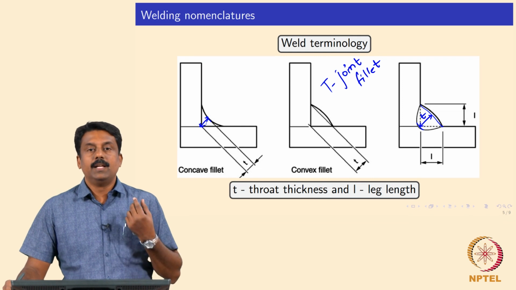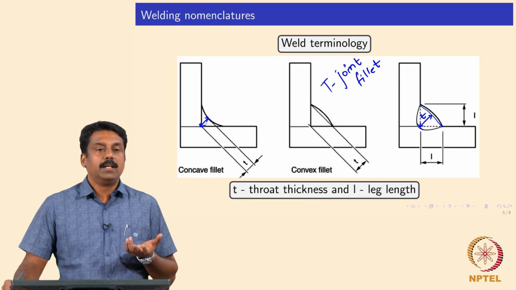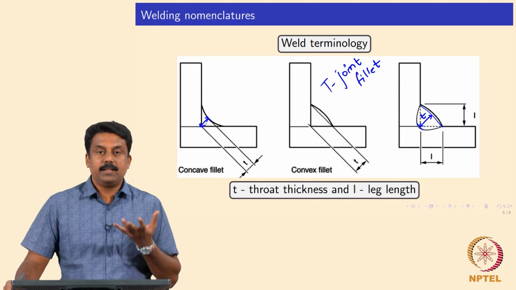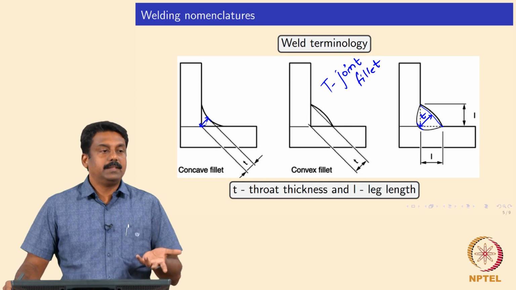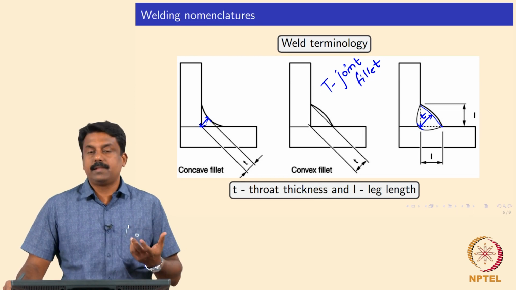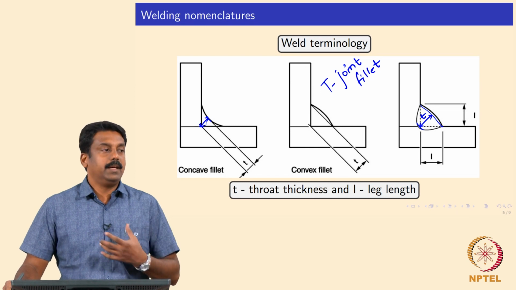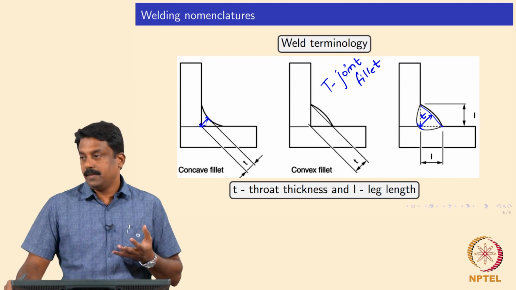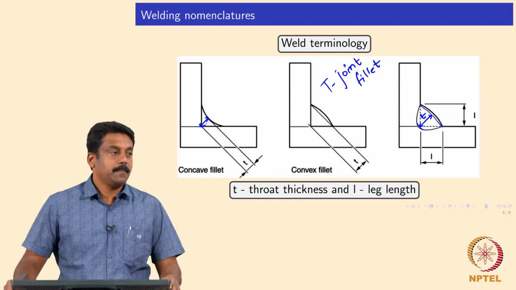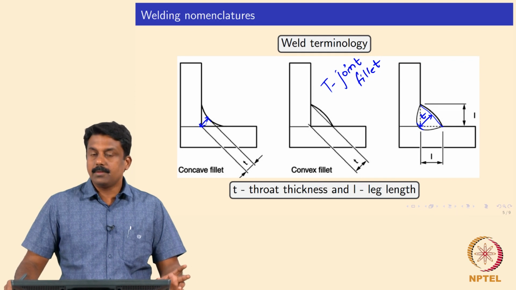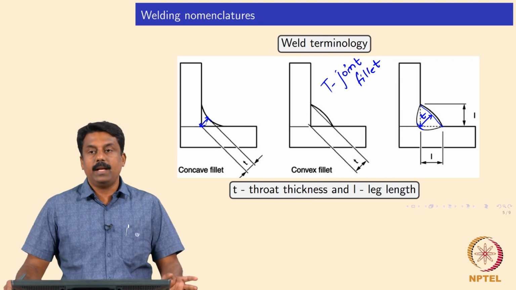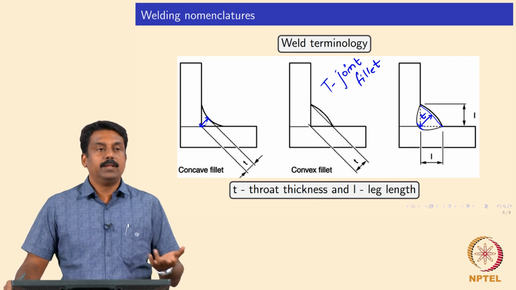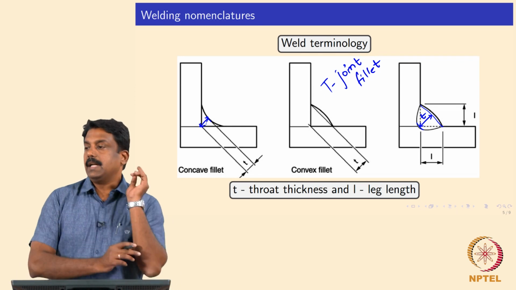Okay. So, if the throat thickness and leg length are smaller, you may not have a strong weld, because if the base metal thickness is higher and you are not matching the thickness with the throat thickness and the leg length, you may have stress concentration at the fillet, which may lead to failure. Okay. So, this throat thickness and leg length is determined by your base material thickness and the nature of the base material you are going to use, plus the load which the weld is going to be subjected to.